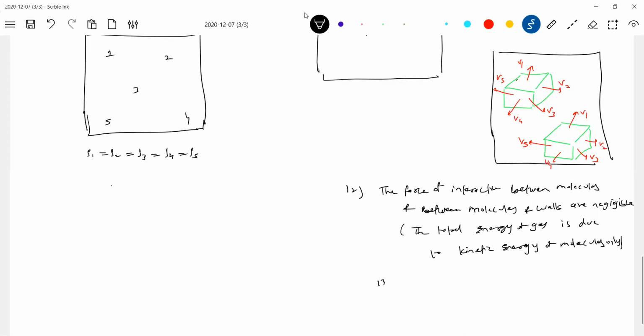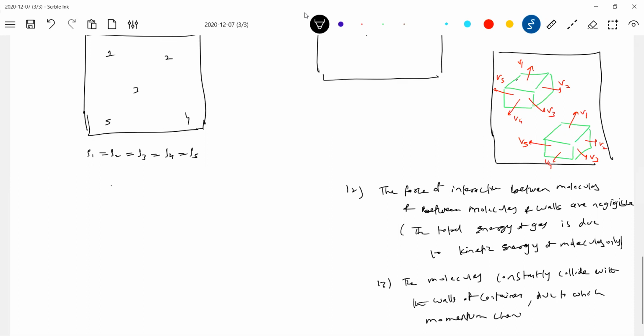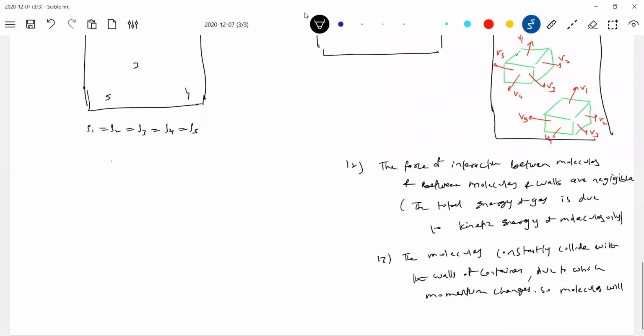Okay, the last one: the molecules constantly collide with the walls of the container, due to which momentum changes. The change in momentum per unit time is nothing but pressure. So molecules will exert pressure on the wall, and that is what we call the pressure of a gas.